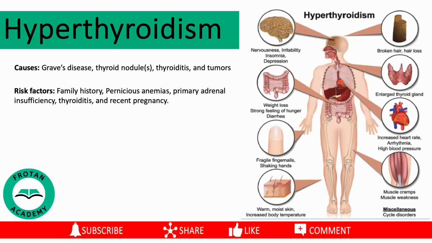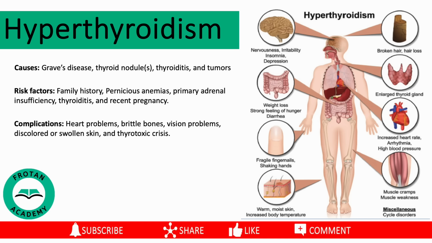Risk factors include family history of thyroid disease, certain chronic illnesses such as pernicious anemia and primary adrenal insufficiency, thyroiditis, and recent pregnancy. Untreated hyperthyroidism can lead to complications such as atrial fibrillation and congestive heart failure, brittle bones, vision problems, discolored or swollen skin, and thyrotoxic crisis. Treatment options include antithyroid medications, radioactive iodine ablation, and thyroidectomy.